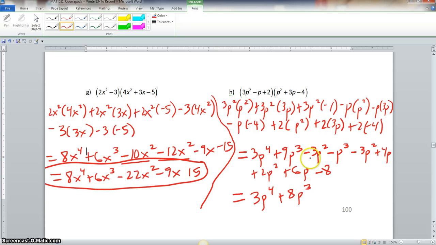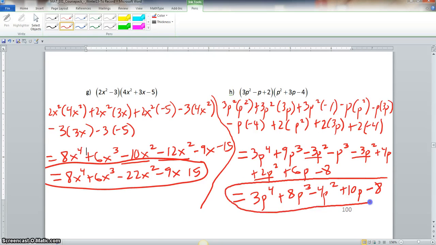Now we go to our squares. We got negative 3p squared minus 3p squared plus 2p squared, which would give us negative 3p squared minus 3p squared is a negative 6p squared plus 2p squared is a minus 4p squared. Now we have 4p and 6p, which is 10p, and then minus 8. So this is our final answer.